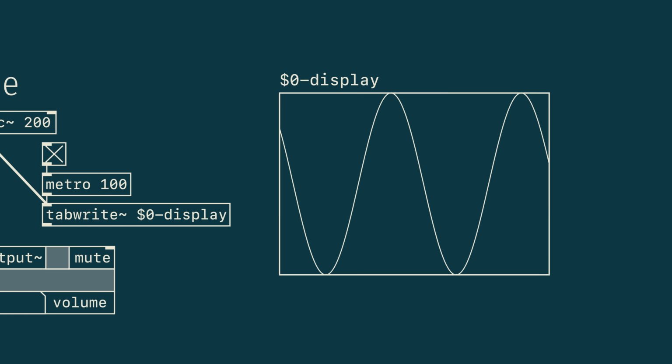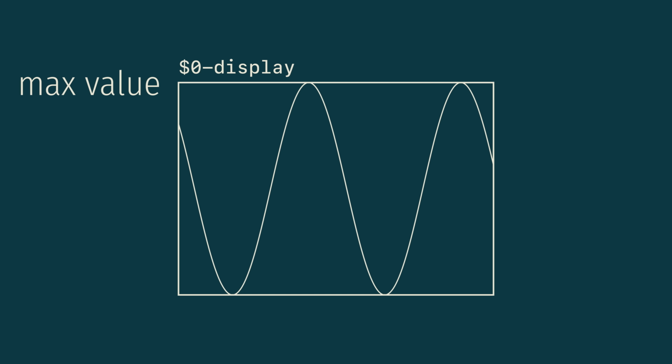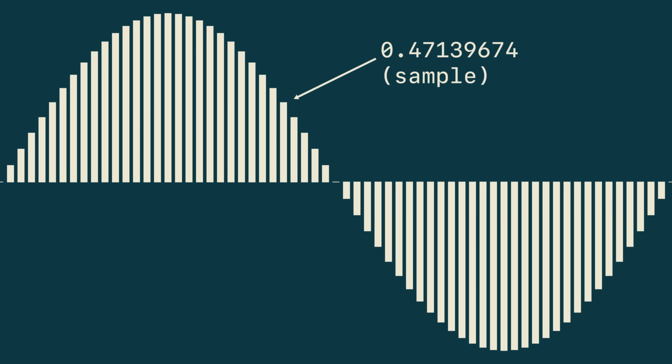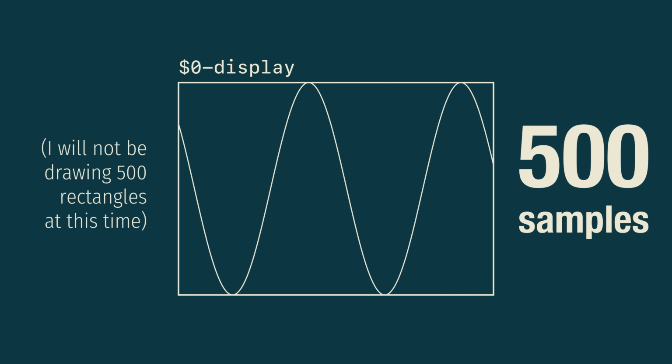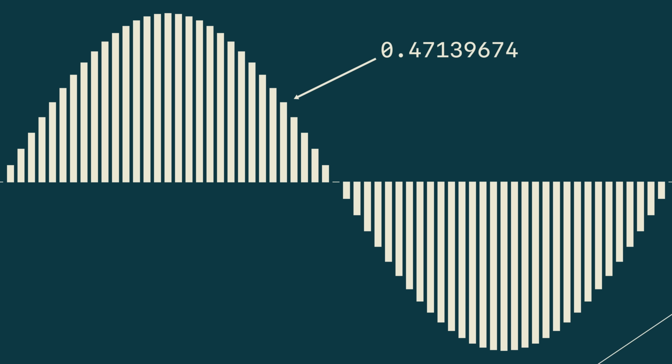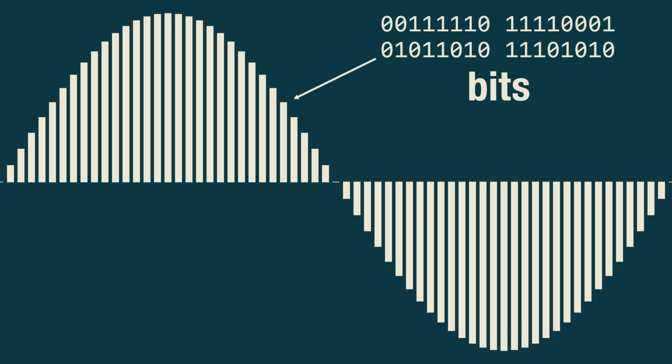To fold it, you need to know the maximum volume of a signal, also known as full scale. In digital audio, waveforms are a bunch of numbers called samples that zip by tens of thousands of times a second. This array stores 500 samples, but it can store any amount. These samples are stored as bits, short for binary digits, ones and zeros.